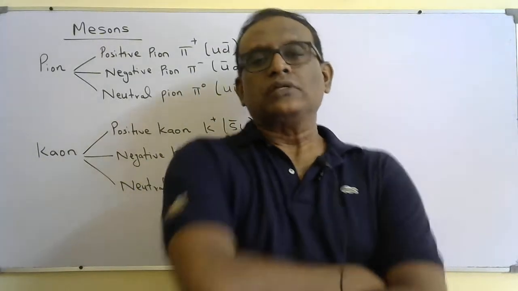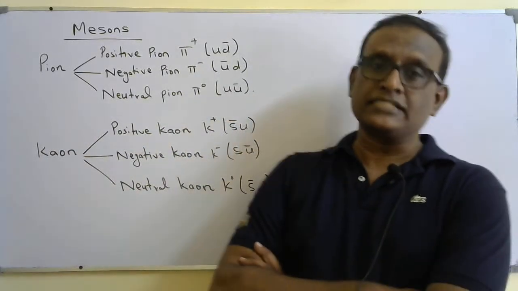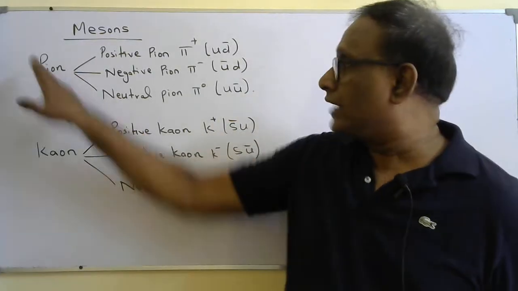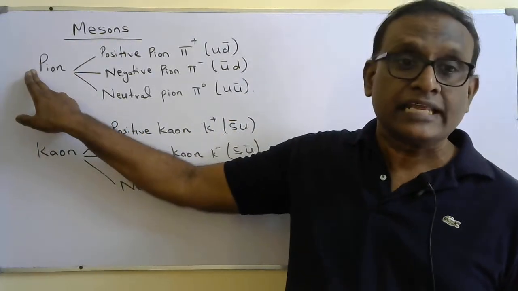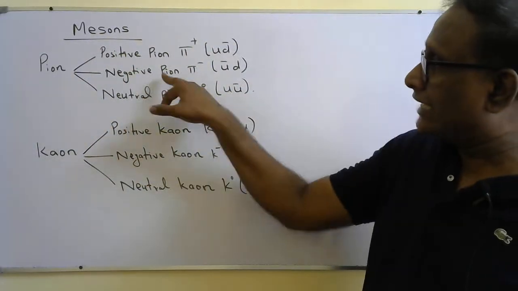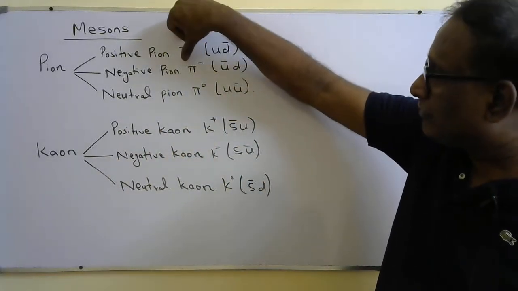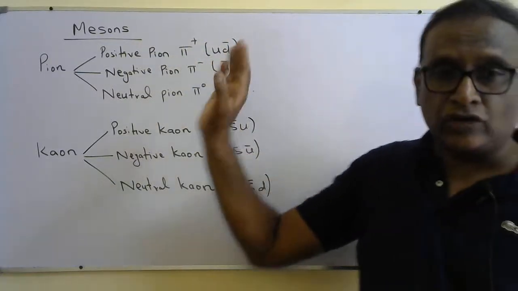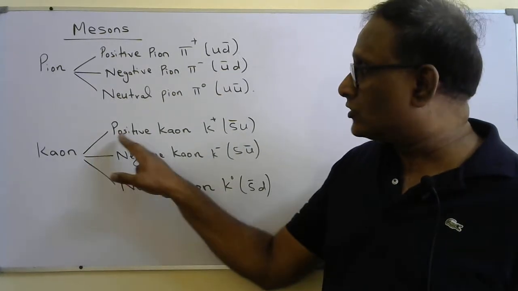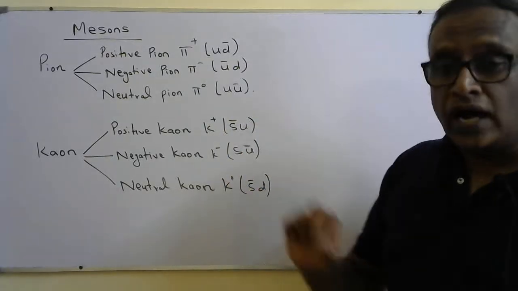Okay, so earlier I told you that a particle made of a quark and an antiquark is called a meson. There are two well-known mesons: the pion and the kaon. There are three different types of pions: positive pion, denoted by pi plus, negative pion, pi minus, and neutral pion, pi 0. They all are made of a quark and an antiquark. With the kaon also there are three different types: positive kaon, negative kaon and neutral kaon. They all are made of a quark and an antiquark.